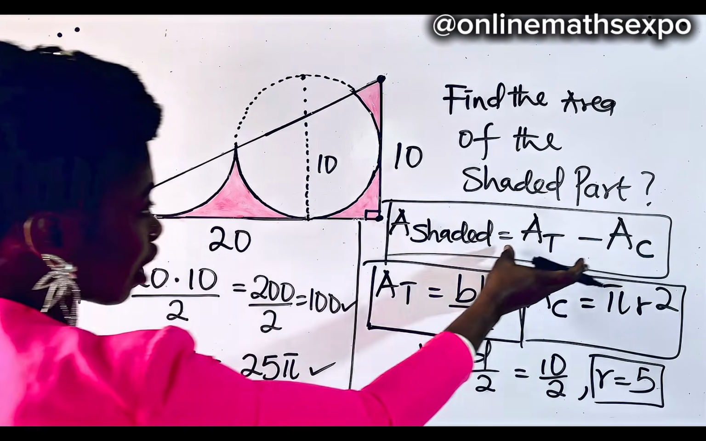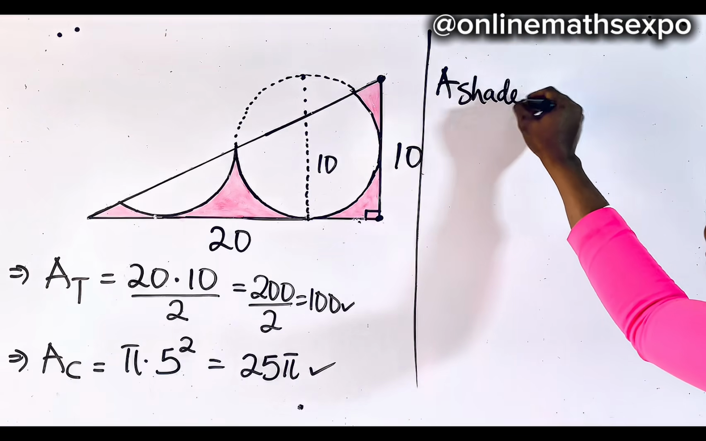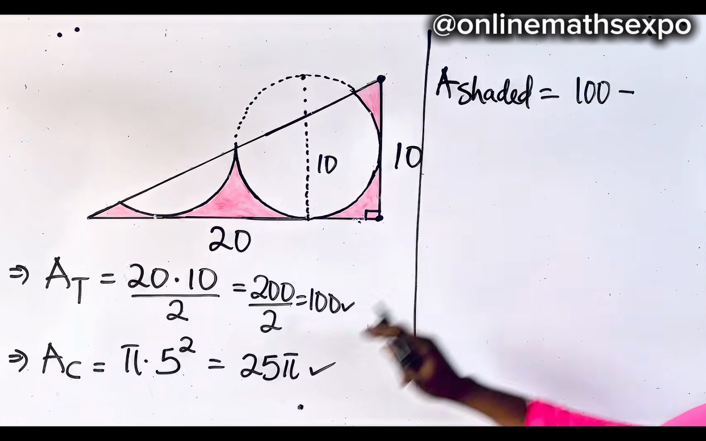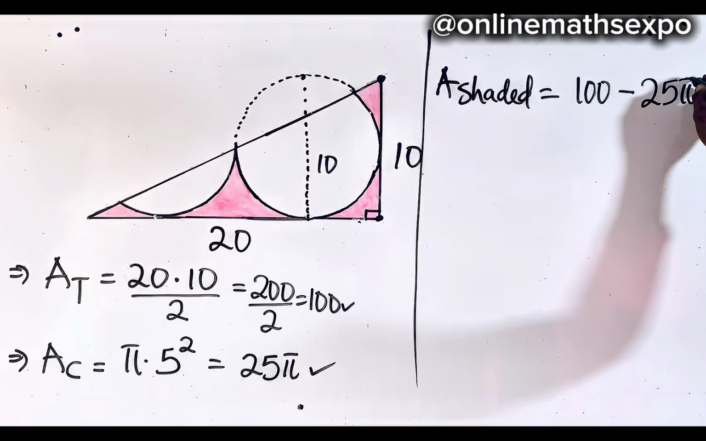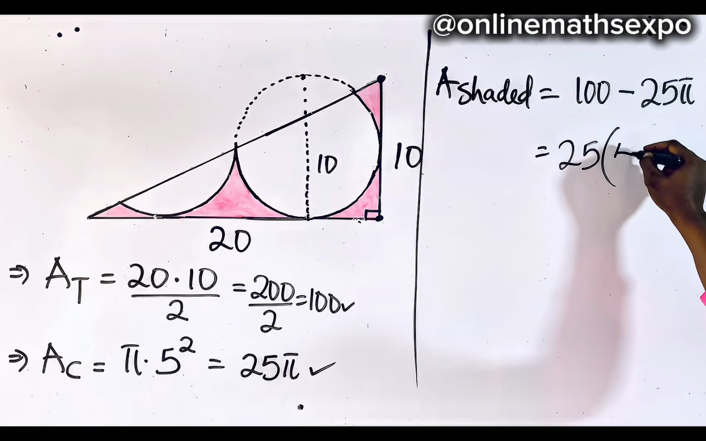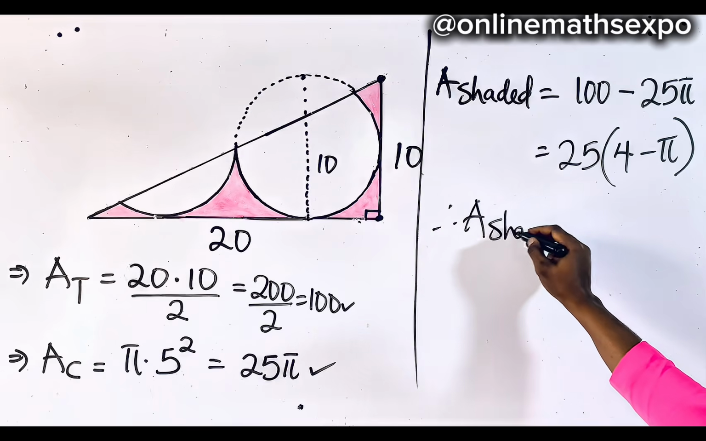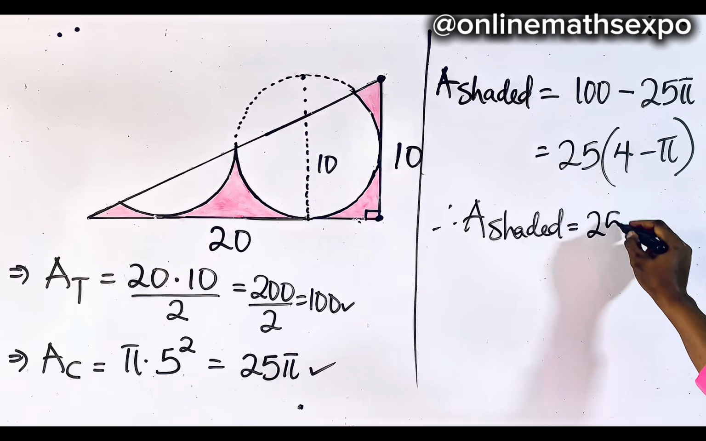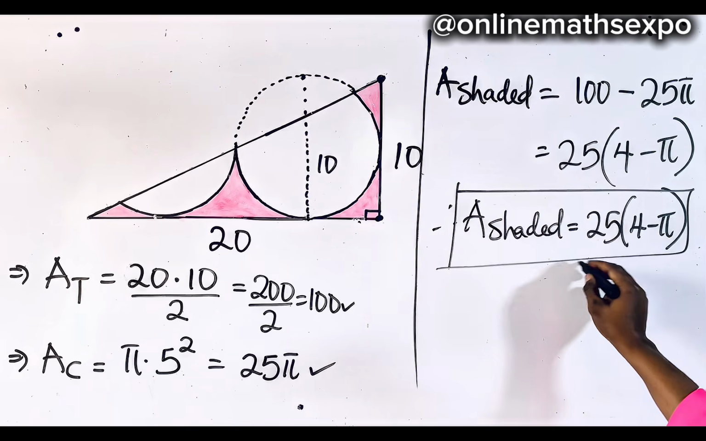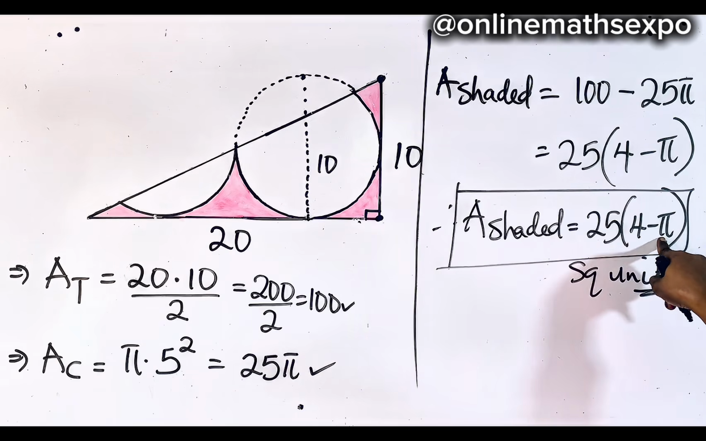So let's bring this together, to have area of shaded will be the area of triangle, which is 100, minus the area of circle, which is 25 pi. So we simplify this, we can factor 25 out, use it to divide this, it gives you 4. So this is what we have. So we can have it that the area of the shaded will be 25 into 4 minus pi, and this is in square units.